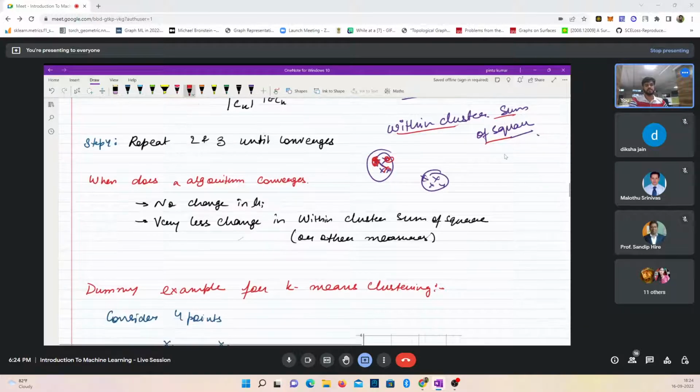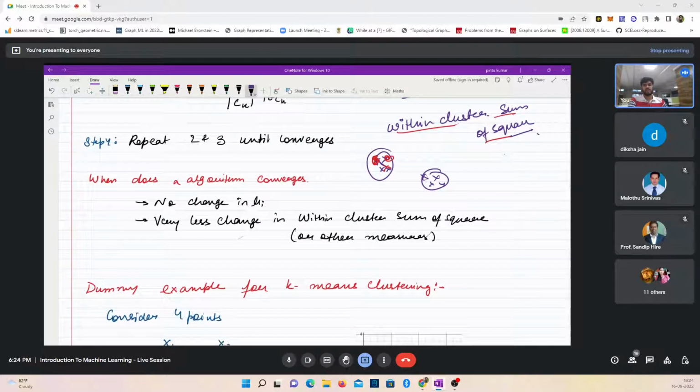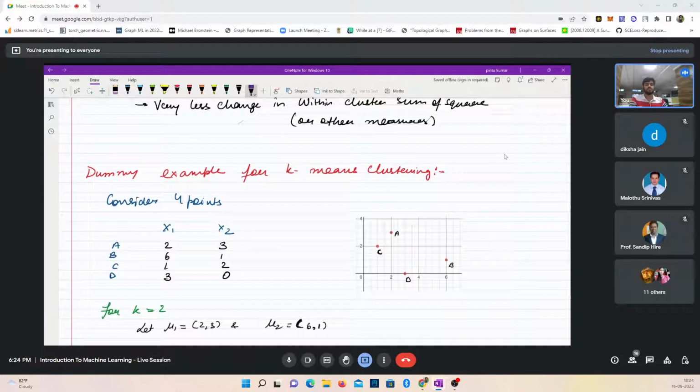If it is not very clear, I have prepared a dummy example for you so that it is very clear how k-means clustering works.